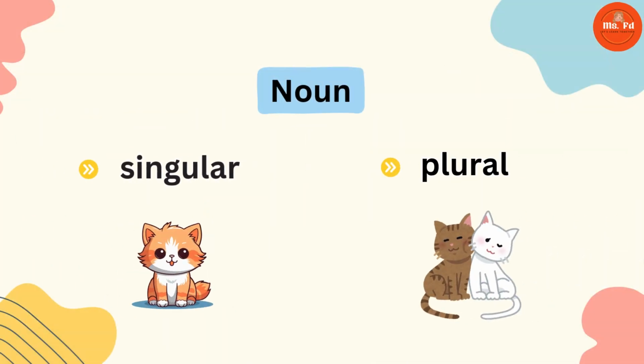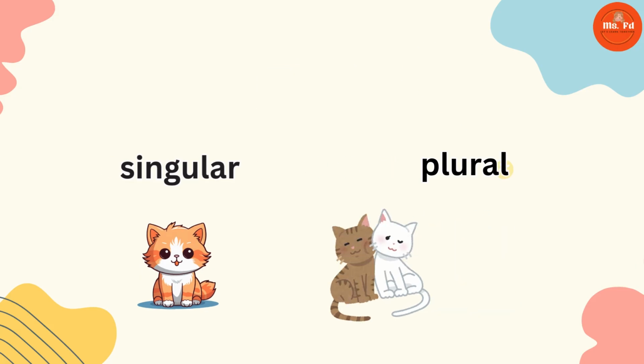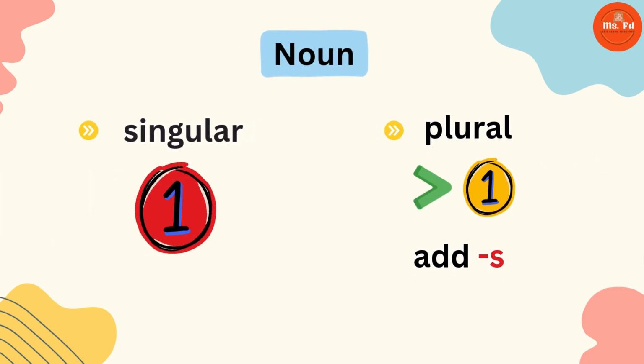Did you know, friends? Nouns can be either singular or plural. Singular means the noun is just one, and plural means it's more than one. Most plural nouns are formed by adding s at the end.